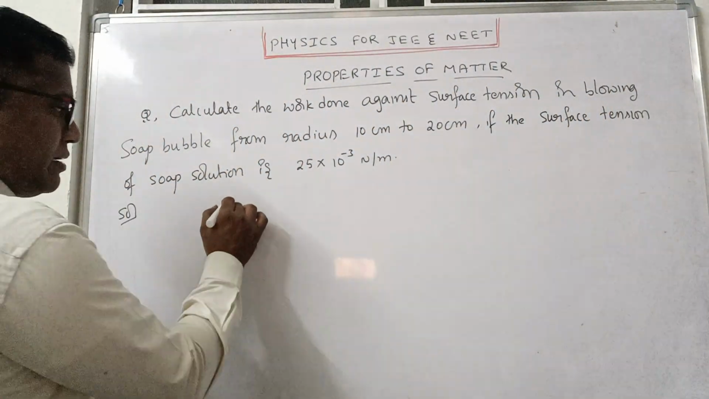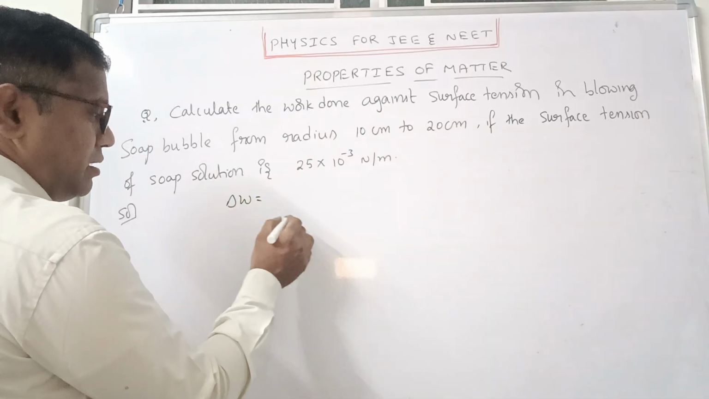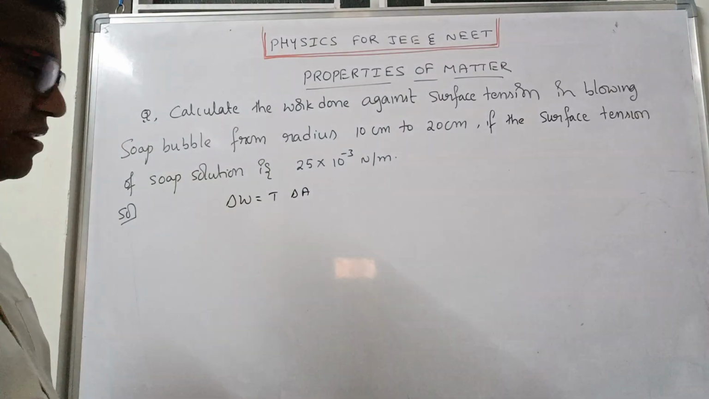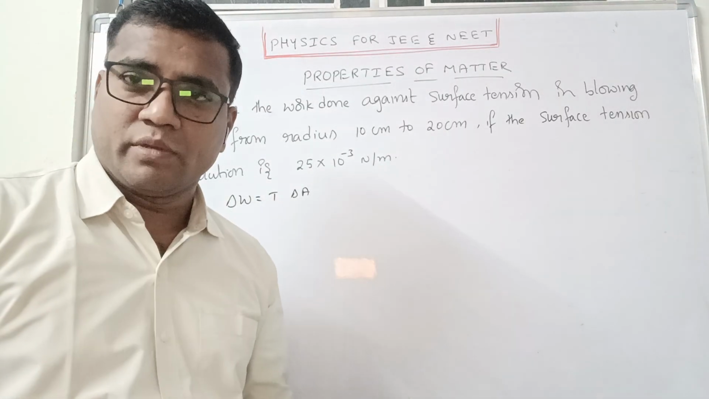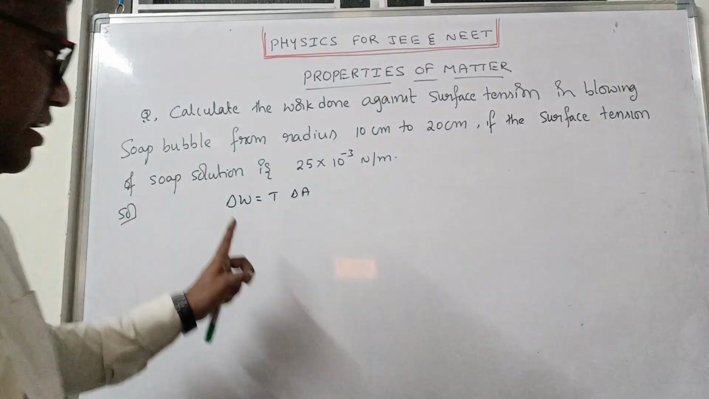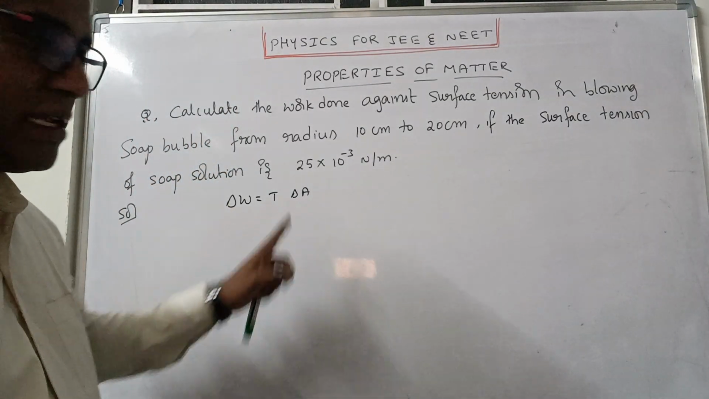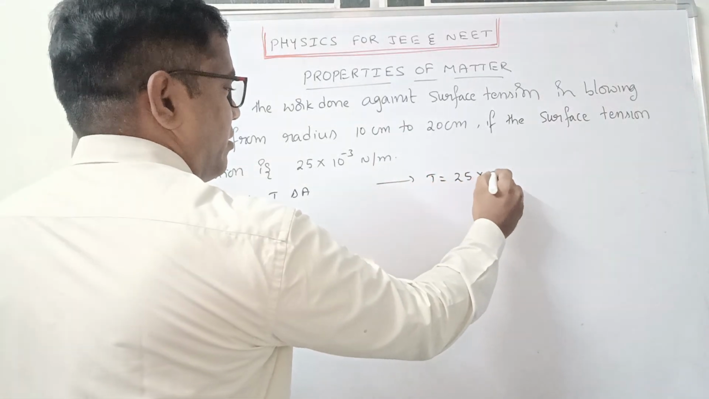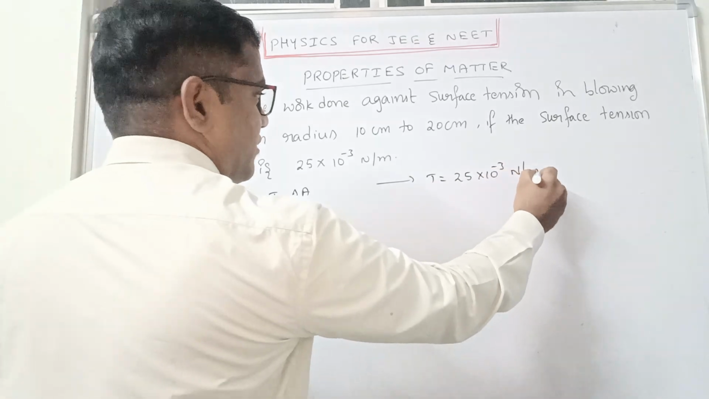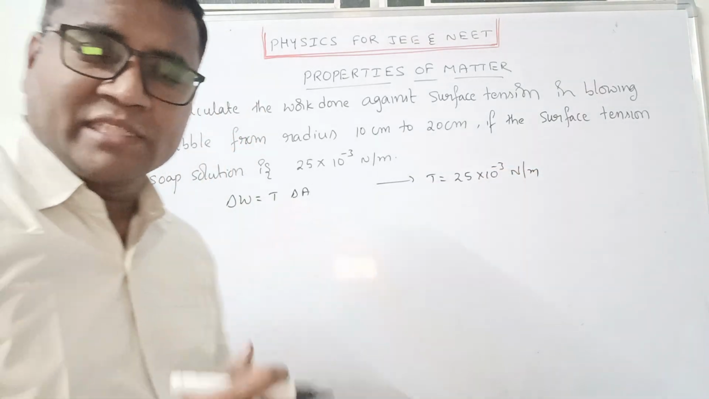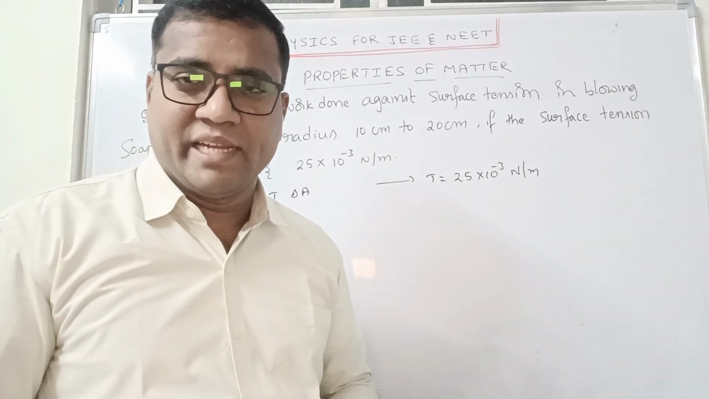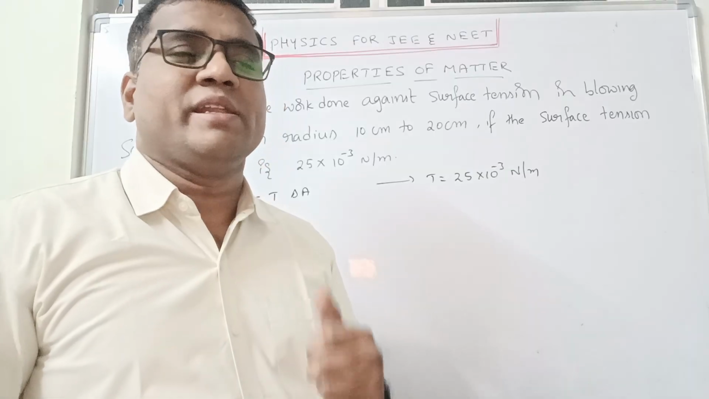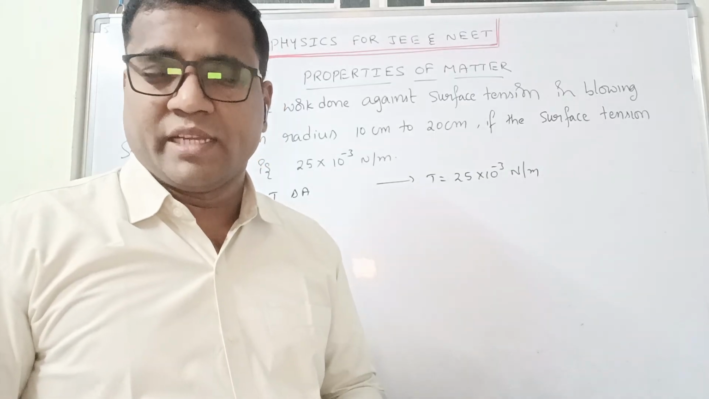So we know only one formula: delta W is equal to T into delta A. This delta W is also known as delta U. Energy is nothing but the work done. That's why I wrote here delta W is equal to T into delta A. T is given: T is equal to 25 into 10 power minus 3 Newton per meter. And I want to calculate delta A, which is the increase in area. While calculating delta A, it is very important to understand whether it is a soap bubble or a liquid drop.